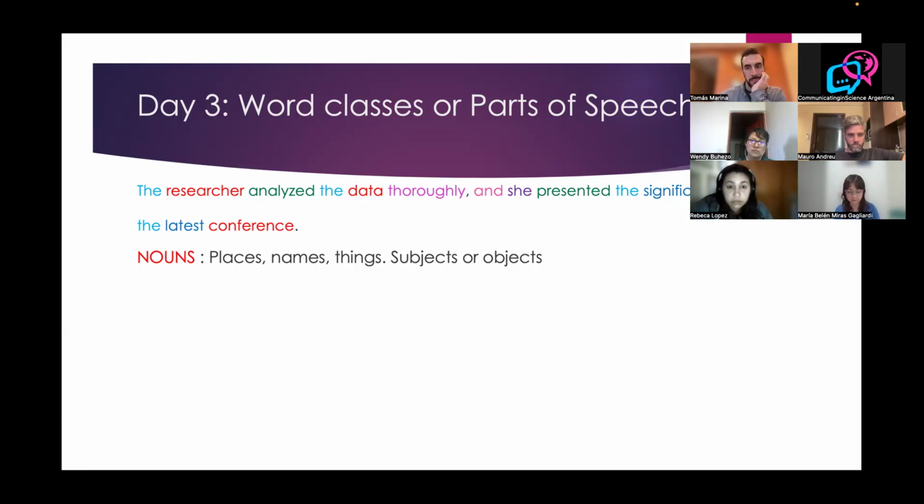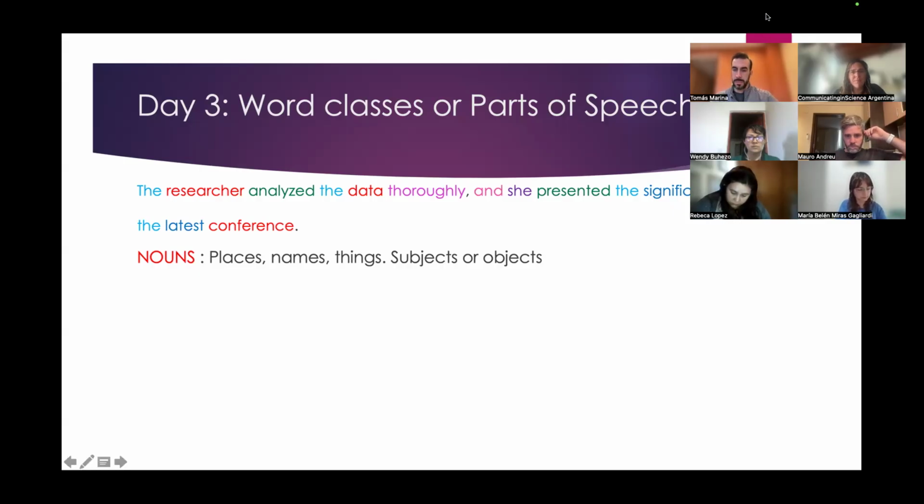Why the nouns? First, because they are the subjects or the objects in our sentences. And the subject is kind of the most important thing in your sentence because it's the one doing the action. So they are the responsible ones for what is happening in that sentence.